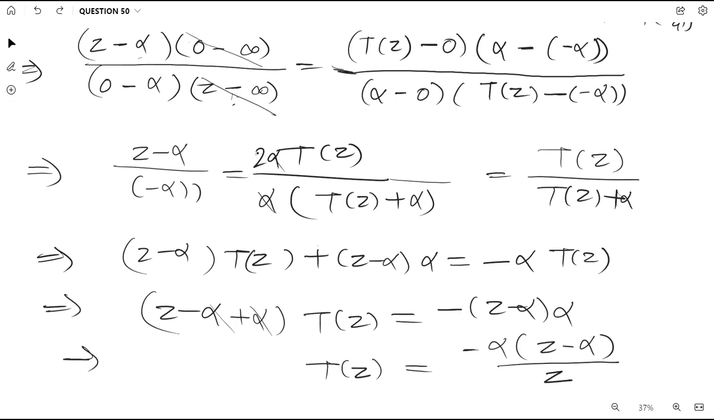It seems that we forgot this 2 here. So let's write it again. We get 2 T of z here, so the 2 will be here, so twice alpha. It gives us z plus alpha in the new denominator here. Okay, so this is T of z. Now we have the formula for T of z, so we can proceed.